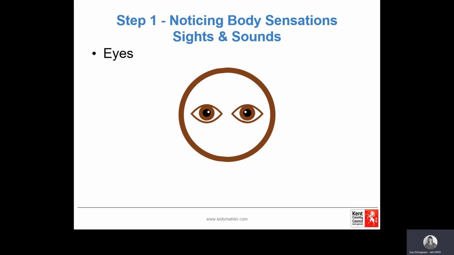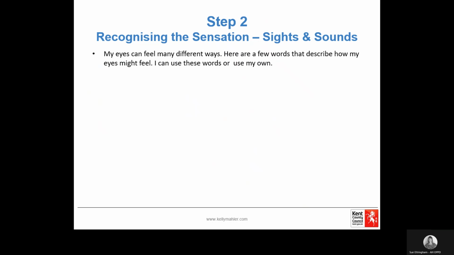They can be seen more easily and related to than internal body parts. So if you're supporting someone and it's appropriate, ask them to show you where on their body their eyes are. Can you or the person you're supporting describe sensations around their eyes? How do they feel? So step 2, recognizing the sensation.